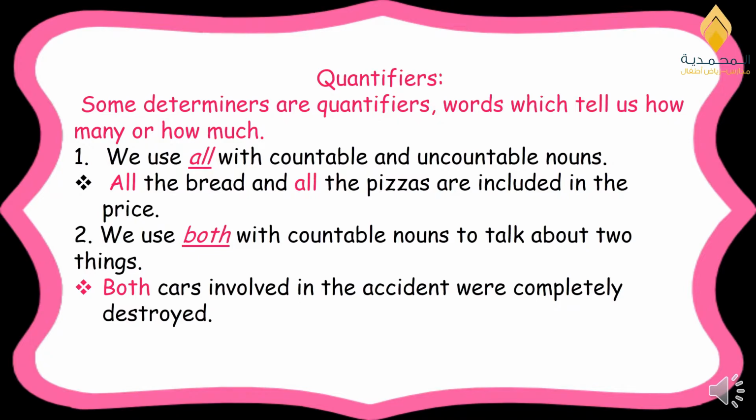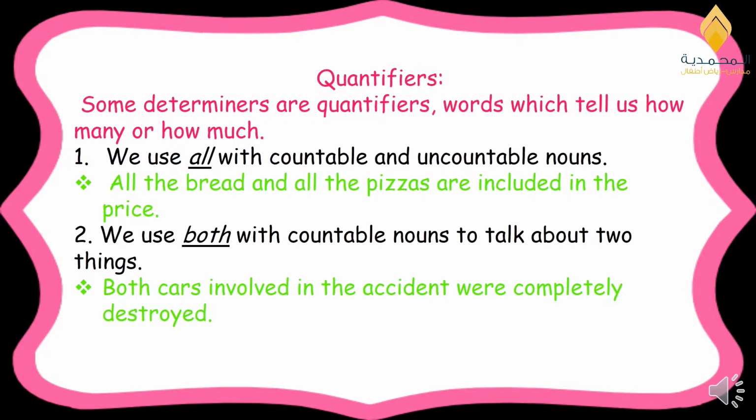Now let's talk about quantifiers. I want you to know that some determiners are quantifiers, words which tell us how many or how much, okay? The first quantifier that we're going to talk about is all. We use all with countable and uncountable nouns. Look at the example. All the bread and all the pieces are included in the price.